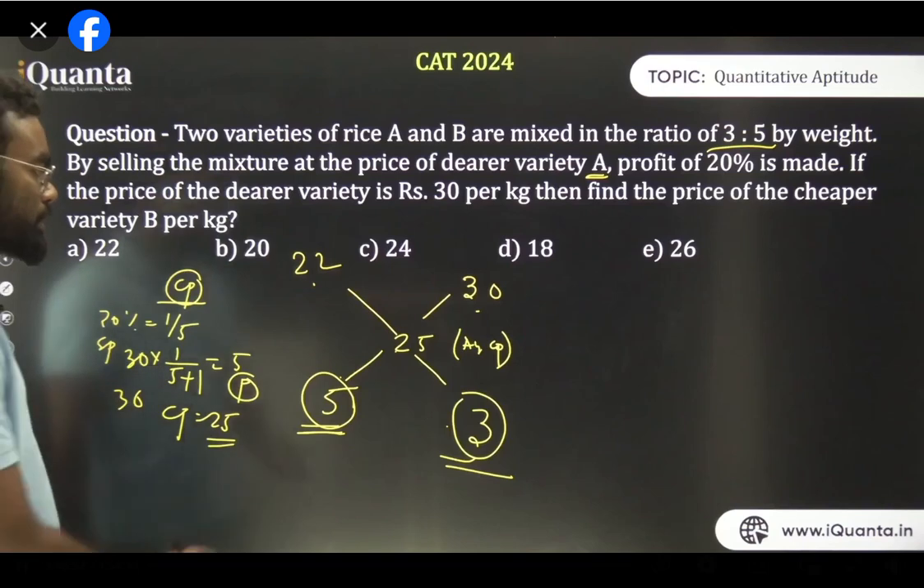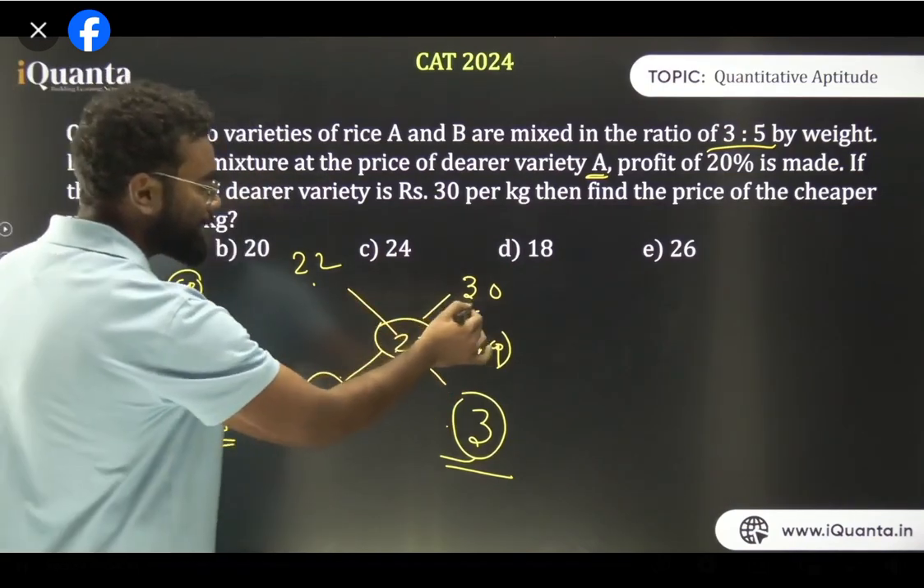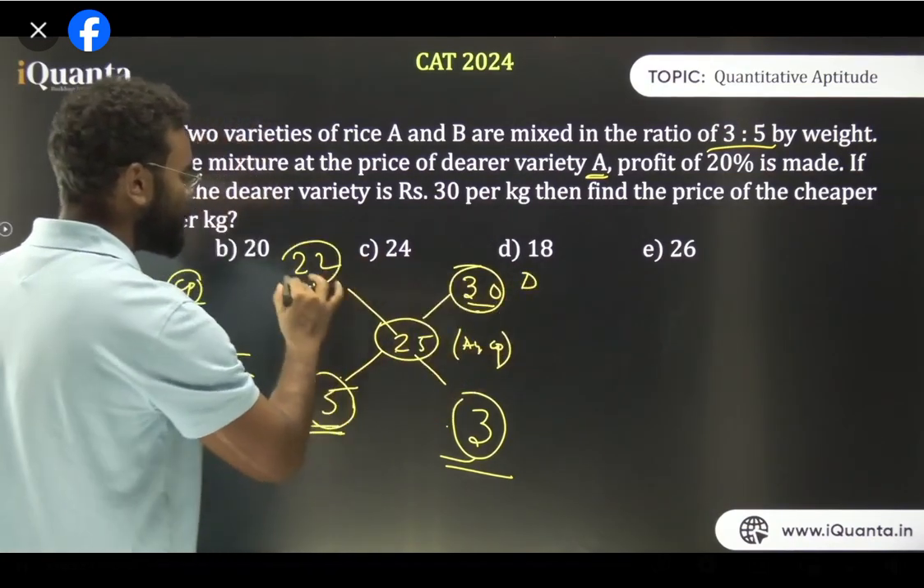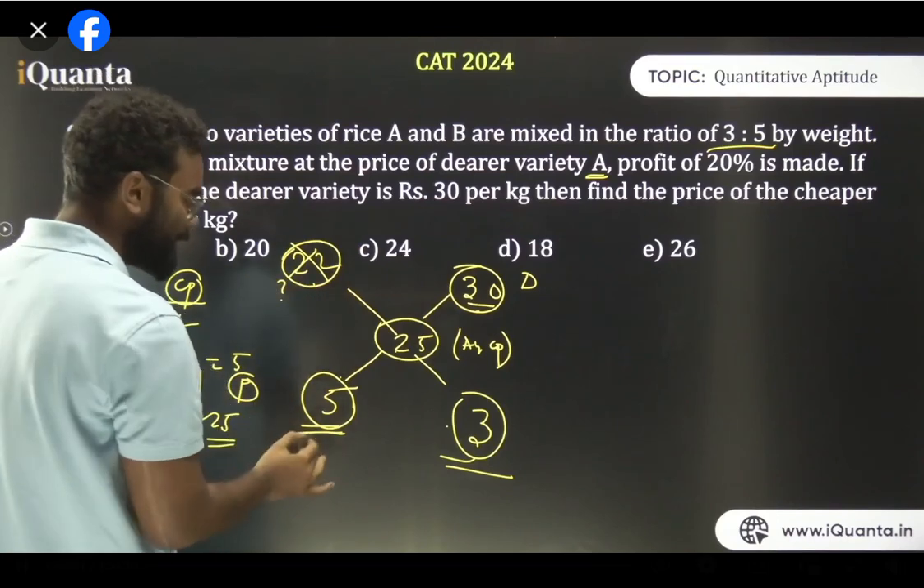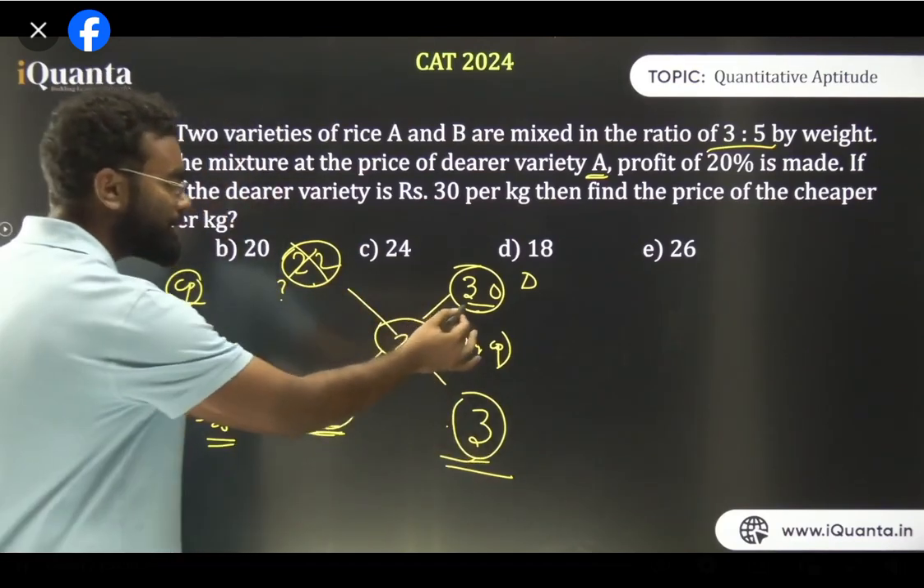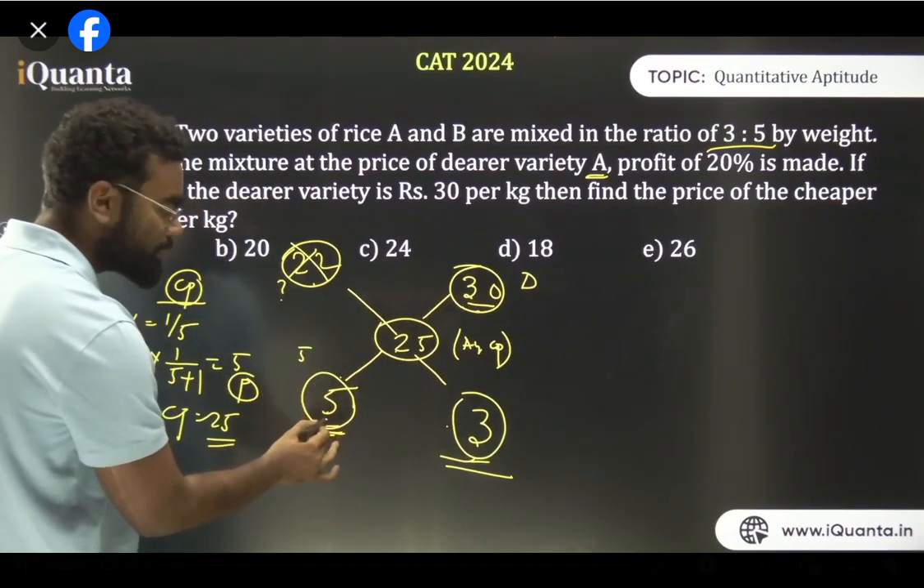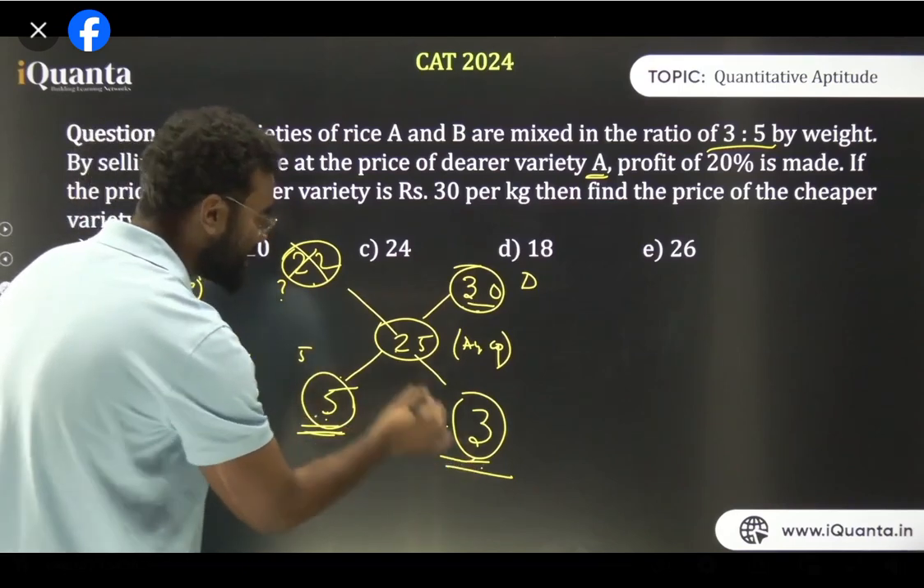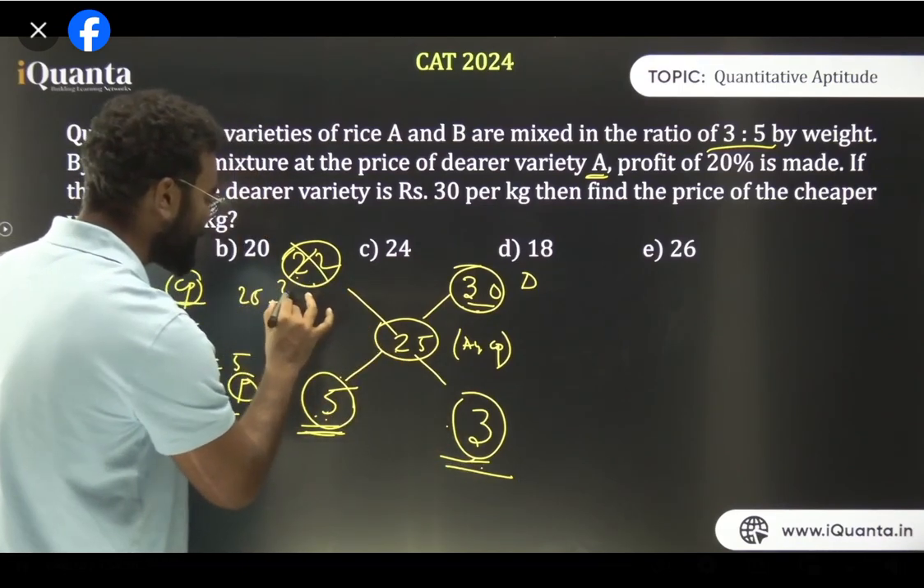So I'm repeating it again. Do you understand this is 25, right? So 30 minus this, this is the dearer one. I need to find the cheaper one, so I don't need to know this. This is the cheaper one. And this ratio is given. So what's the first step I do? That is 30 minus 25 is 5. And automatically this 5 is written here. So if it is 5 already, it has to be 3. Now if it is 3, this portion has to be 25 minus 3, which is 22.